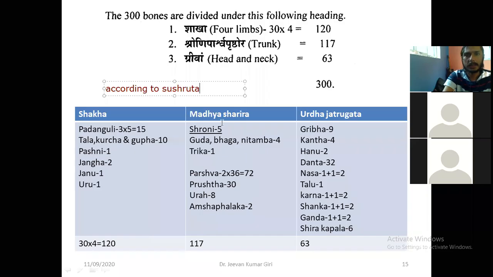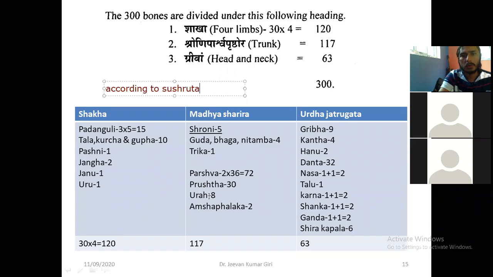Now next is the Madhya Sharira. So Madhya Sharira is only 5. Now how 5? See here, Buddha Bhaganitamba 4 and 1 Trika, that is 5. Then Parsho. On one side of the Parsho 36, similarly on the next side. So 2 into 36, that is 72. Then the Prushta, 30 in the back. So the vertebral column, that is 30.